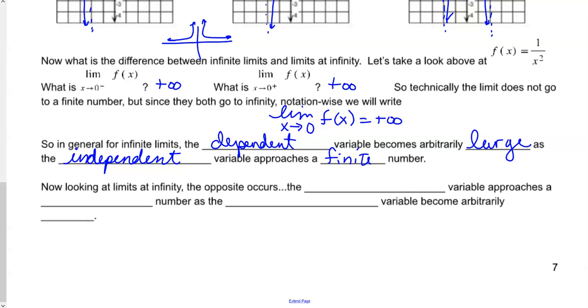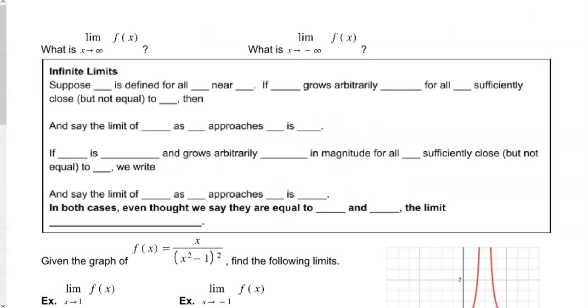Now, looking at limits at infinity, the opposite occurs. The dependent variable approaches a finite number as the independent variable, or the x value, becomes arbitrarily large. Okay? So now, I kind of have a little typo. On your paper, this should be at the end, but mine here, it's at the top.